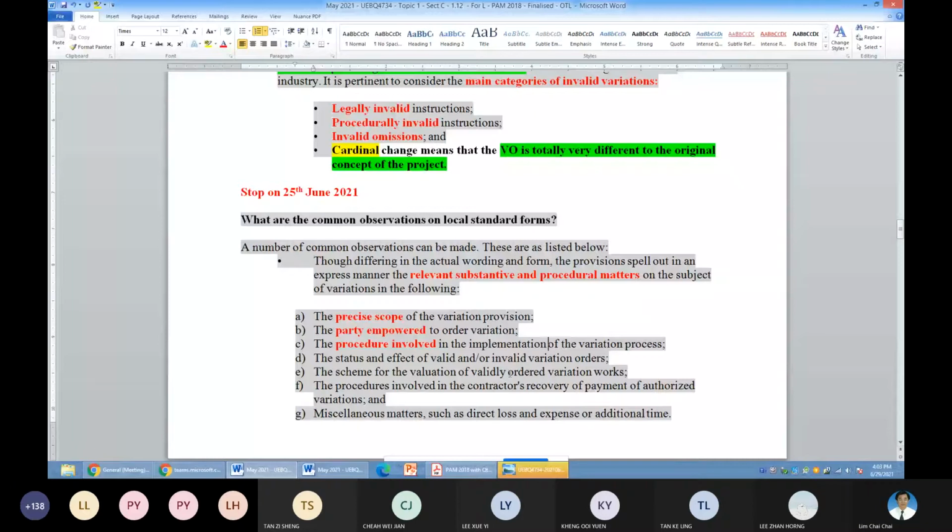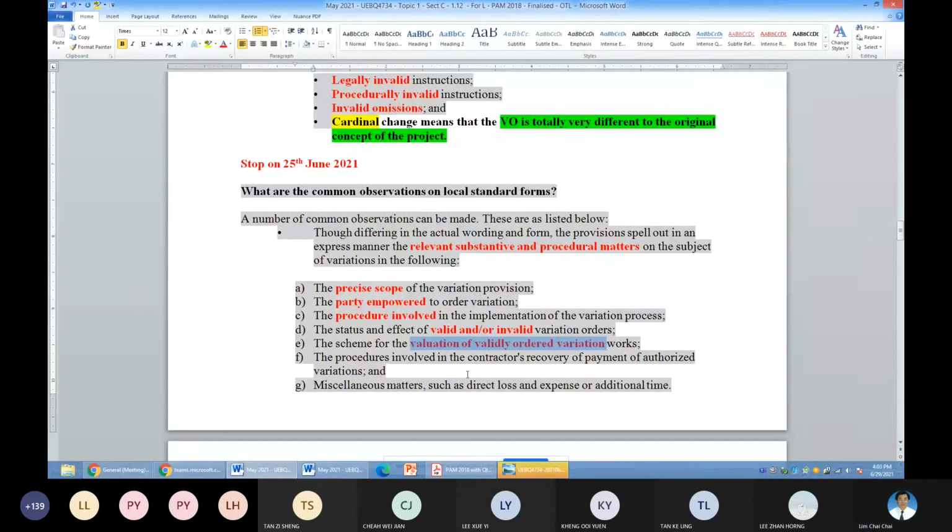And then you need to identify whether the instruction is valid or invalid. Next, if it's valid, then how to evaluate the amount or the quantity. This is the valuation. And then the procedures for the contractor to get paid.